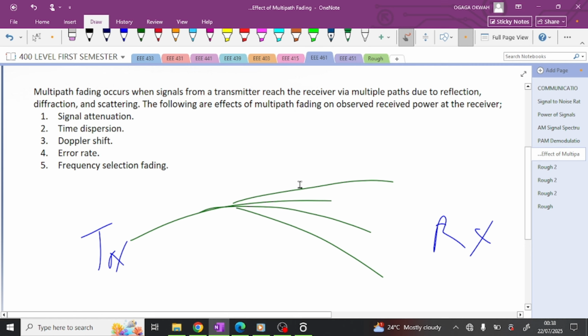This frequency selectivity, of course, will cause distortion. It can cause distortion in the received signal, and of course affect the quality. Okay, so that's for this part.